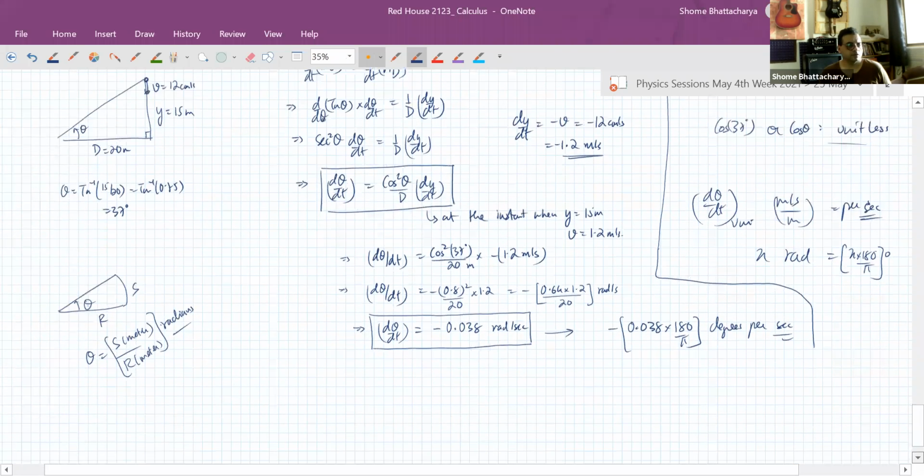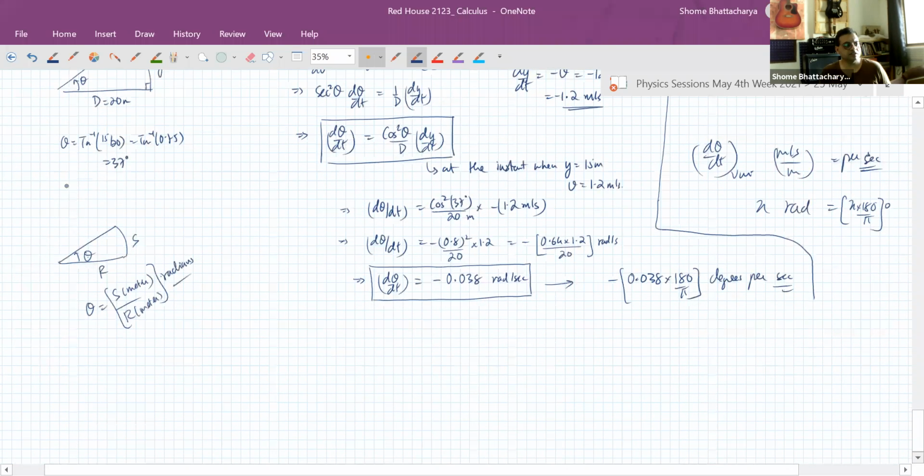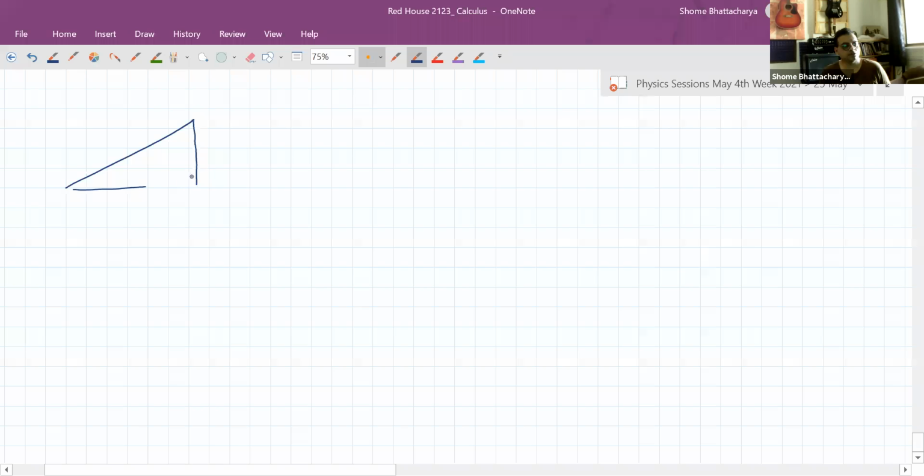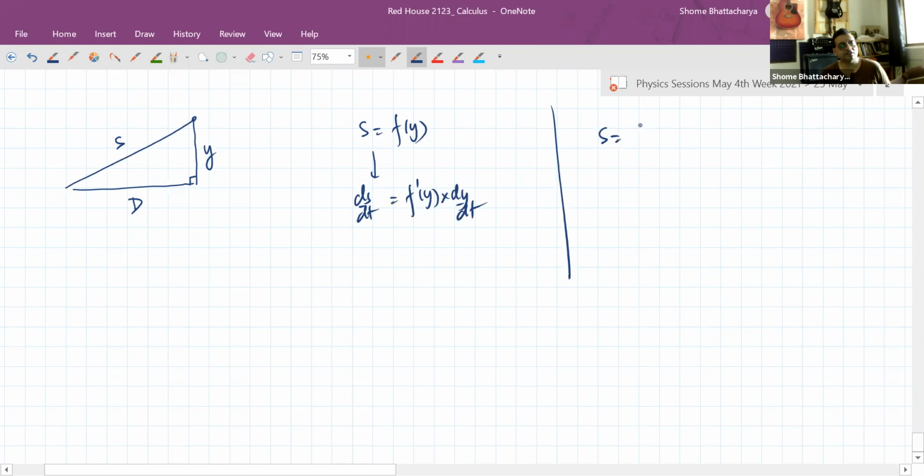Now let's look at how the distance is changing with time. So for rate of change of distance with time, we can use either of the two things. We can either use Pythagoras theorem, because we know dy by dt, so we can find s as a function of y and then differentiate that. So ds by dt will become this. Or we can also find s as a function of theta, because we know d theta by dt also. So this will become derivative of that function into d theta by dt.